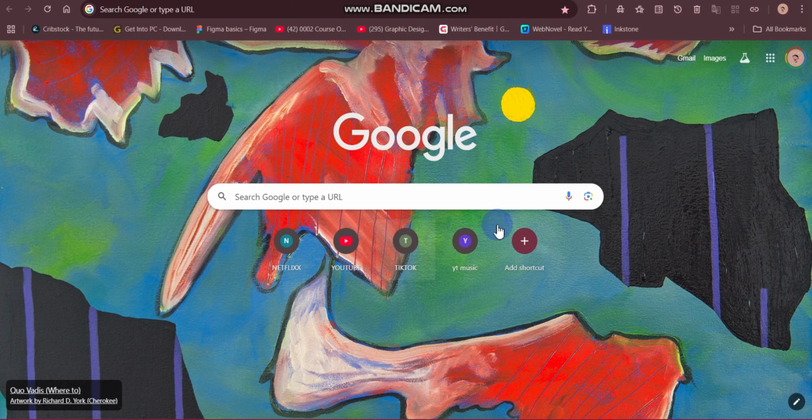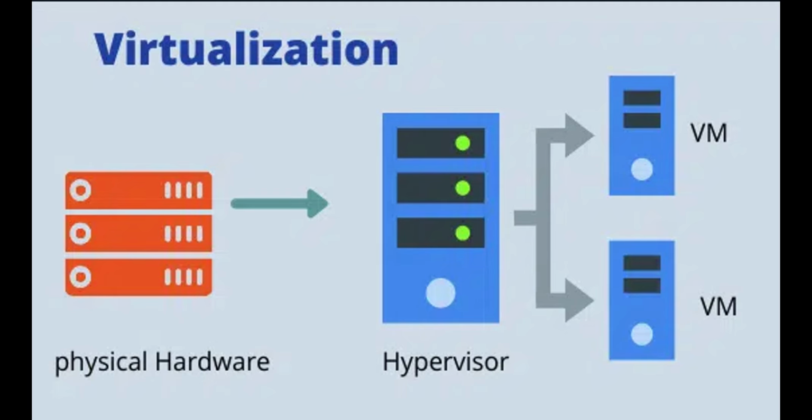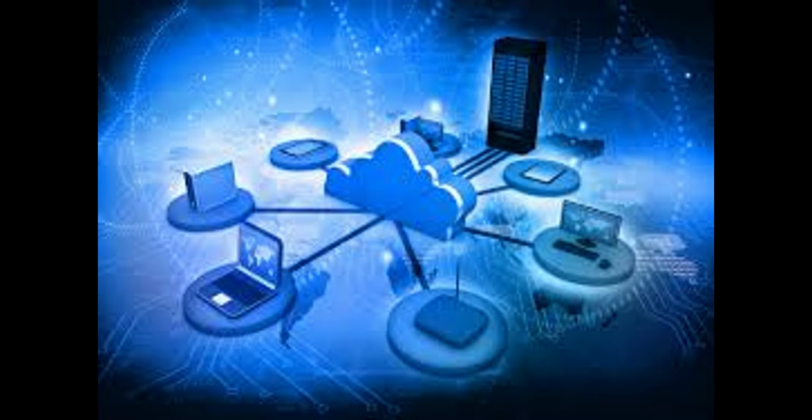In today's quick tutorial, I'm going to show you how to enable virtualization in Windows 11. Now, virtualization basically allows your computer to run virtual machines. Think of it as running another computer inside your computer, perfect for testing software, running multiple OS setups, or using tools like VirtualBox and Docker.